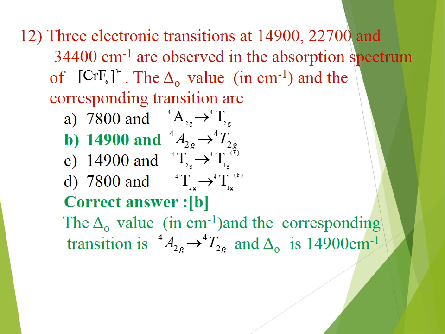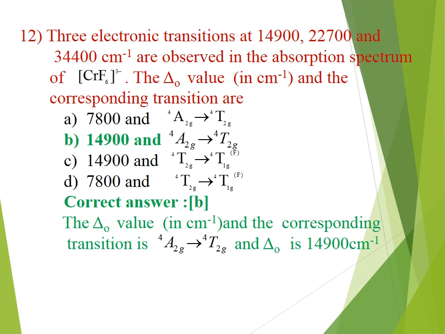The 3 electronic transitions 14,900, 22,700 and 34,400 centimeters inverse are observed in the spectrum of CrF6 3-. The delta 0 value and the corresponding transitions are: here, the lowest value of the 3 transitions is due to 4A2g to 4T2g. That is the second option.